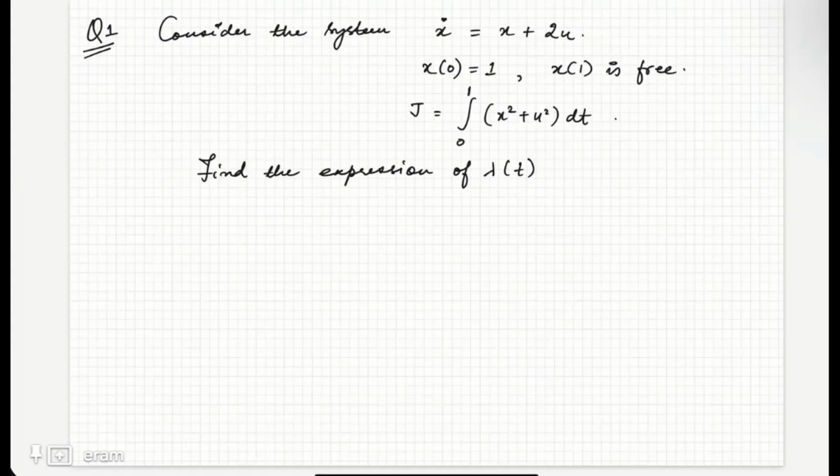Now let's try to solve this problem. We will solve it by formulating the Hamiltonian, because that is much easier than solving the problem by formulating in terms of the Lagrangian. So the Hamiltonian is nothing but the running cost functional plus the Lagrange multiplier times our system. Since it's a scalar case, there will be only one Lagrange multiplier, and our system, that is x plus 2u.